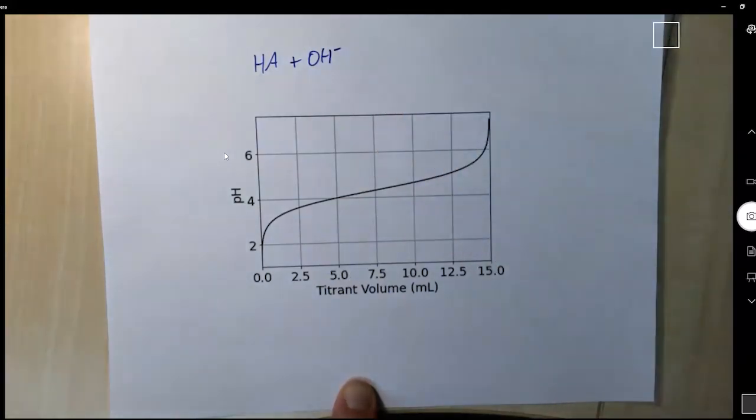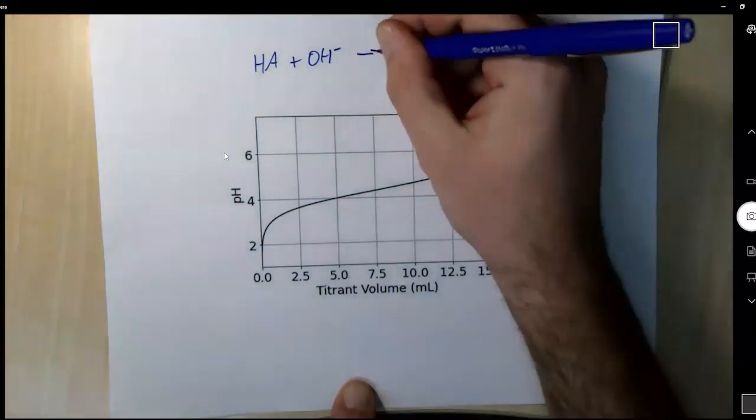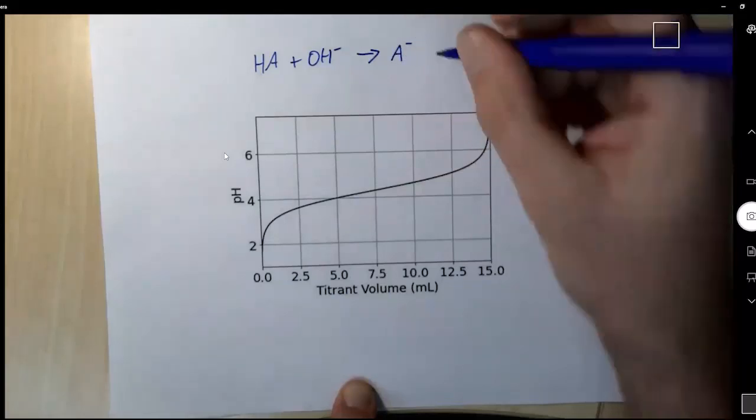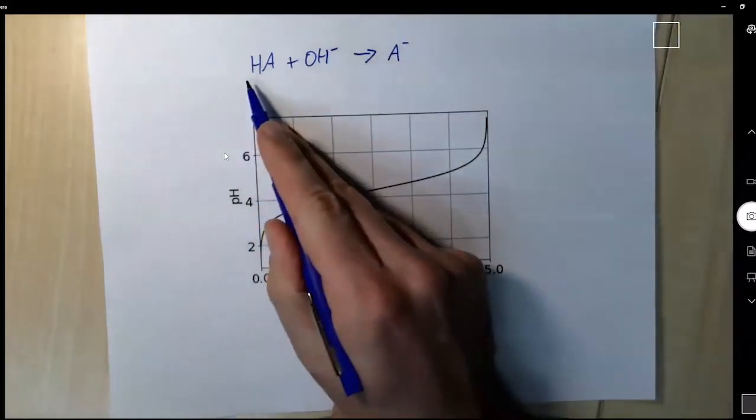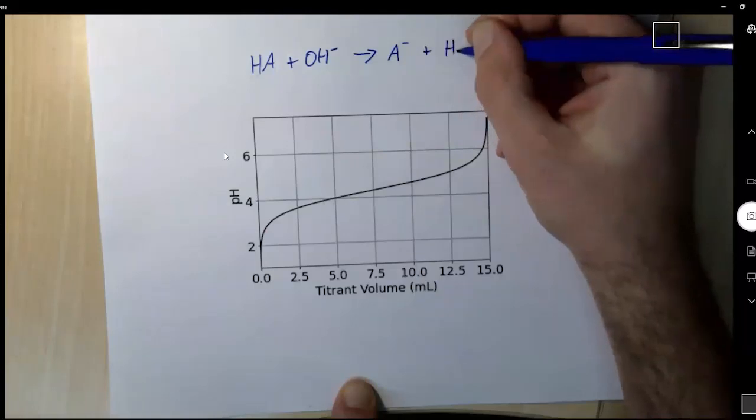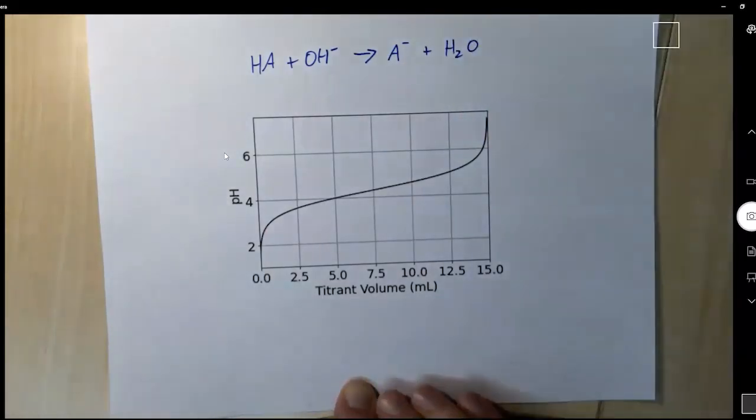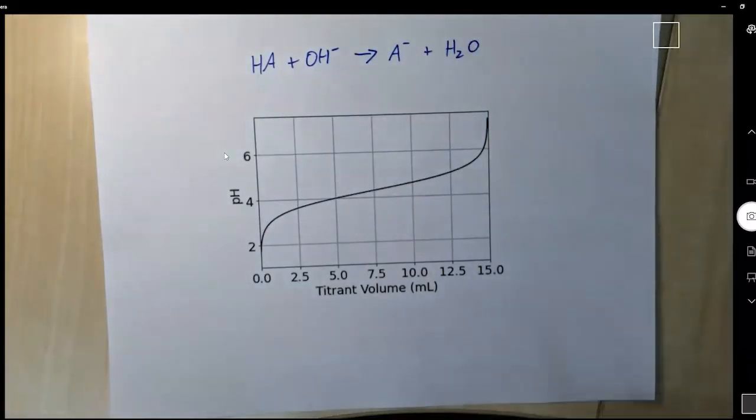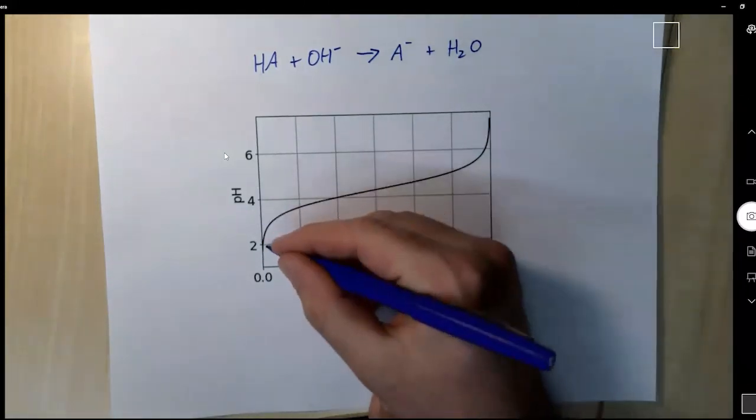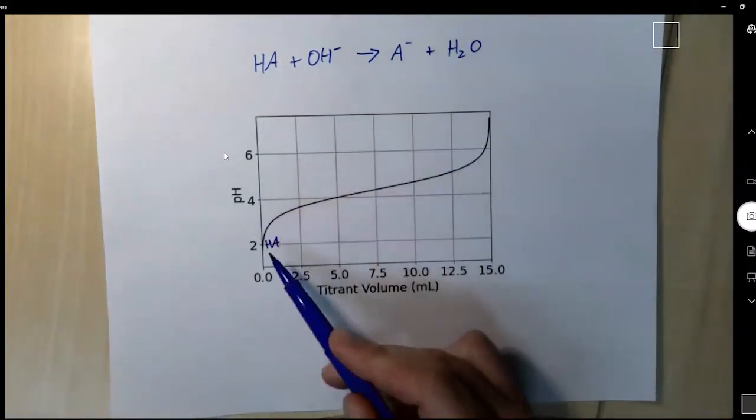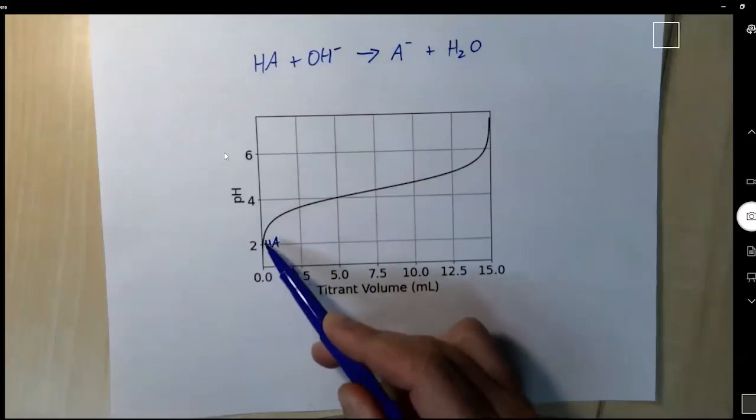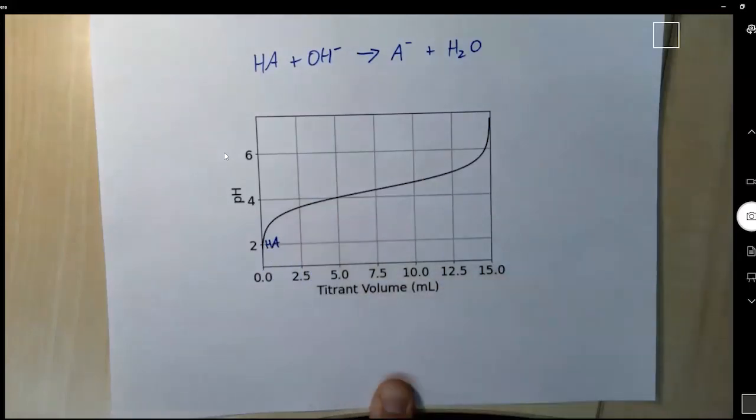So the reaction that we're doing here in this titration is our weak acid HA reacts with the hydroxide anion, giving us the conjugate base of our weak acid plus water. Okay. And so here at the beginning of the titration curve, we have almost entirely HA. A little bit of this weak acid has dissociated. And we could use our equilibrium constant Ka to figure out just how much.